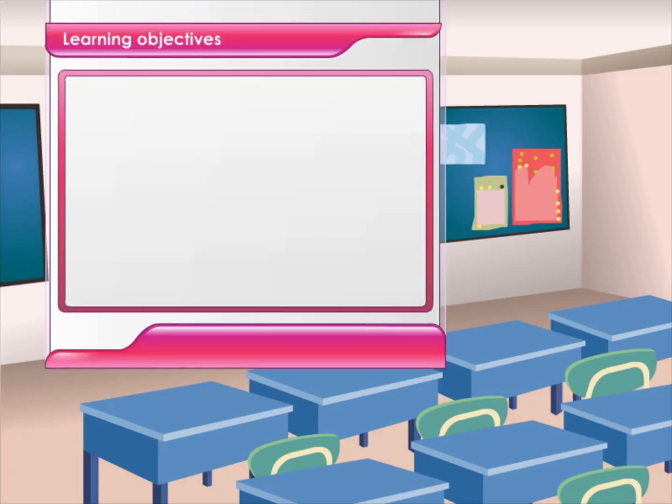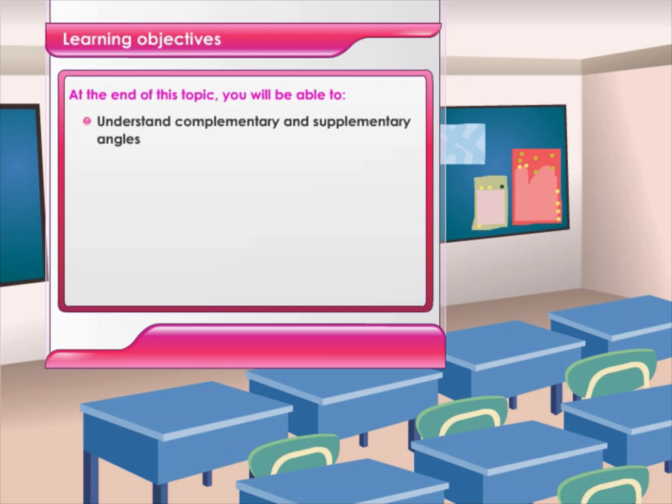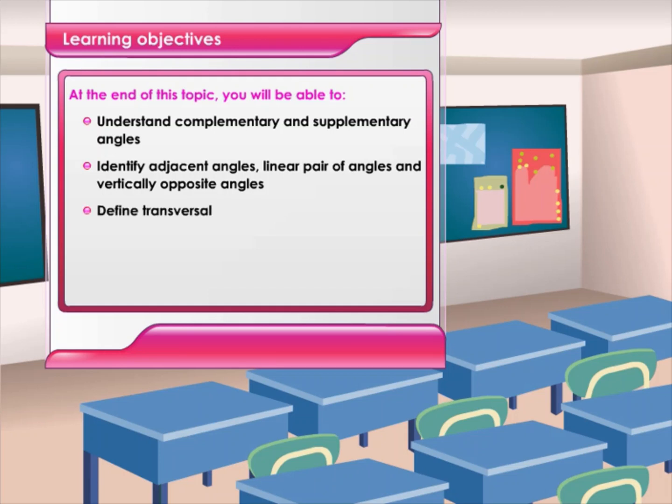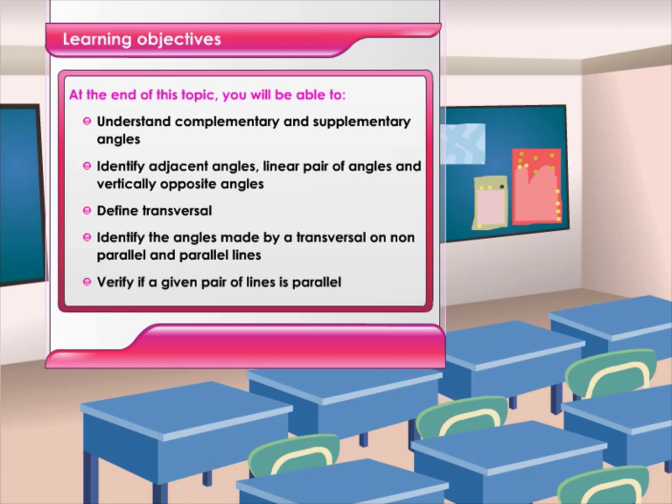Learning objectives. At the end of this topic, you will be able to understand complementary and supplementary angles, identify adjacent angles, linear pair of angles, and vertically opposite angles. Define transversal. Identify the angles made by a transversal on non-parallel and parallel lines. Verify if a given pair of lines is parallel.